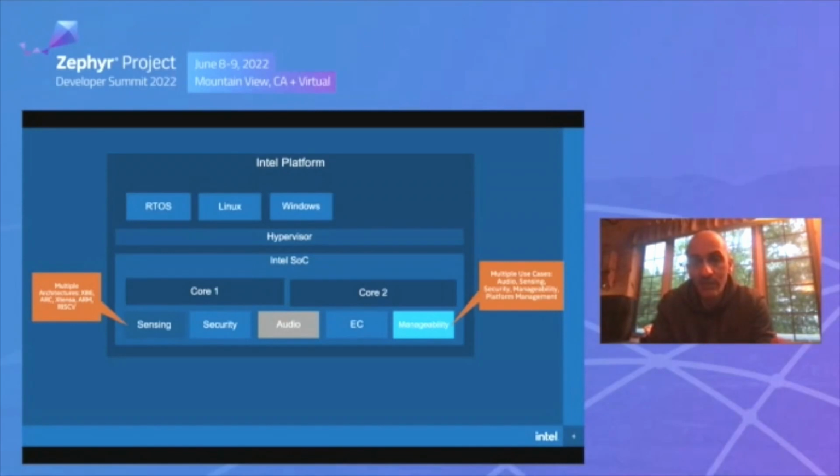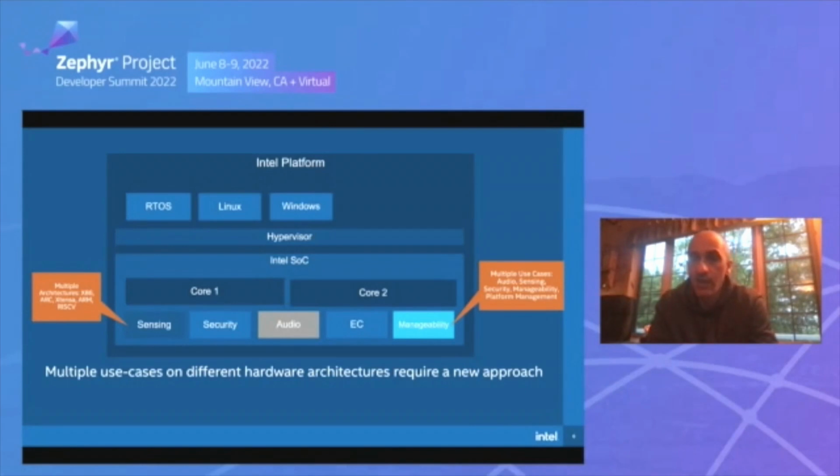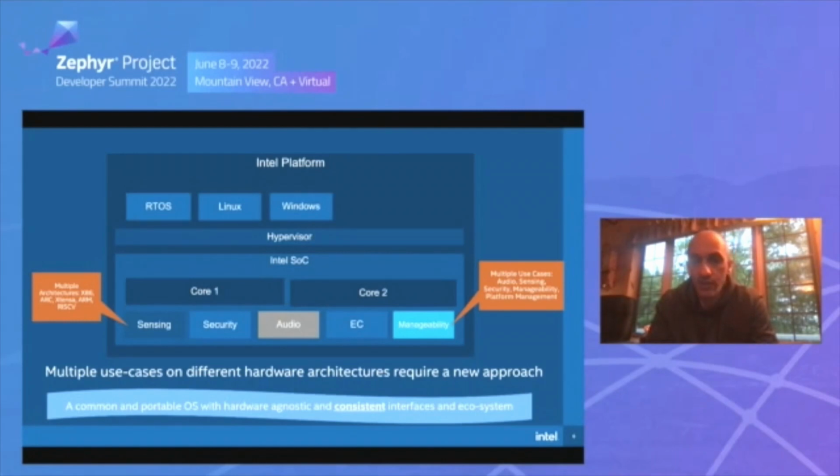So this type of reality requires, the more firmwares you add, the more complex the system becomes, and developing all of these firmware applications is a major effort that has to be done for each generation of these platforms. So basically, the multiple use cases on different hardware ISAs require a new approach, and that's basically a common and portable OS with hardware agnostic and consistent interfaces and ecosystem.